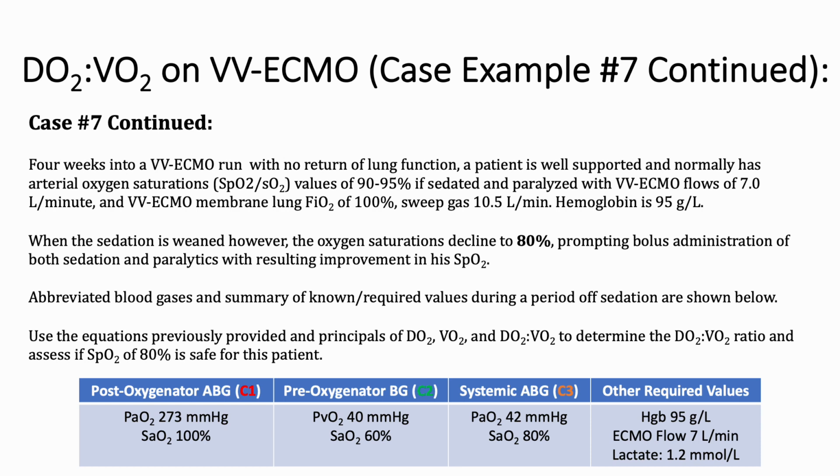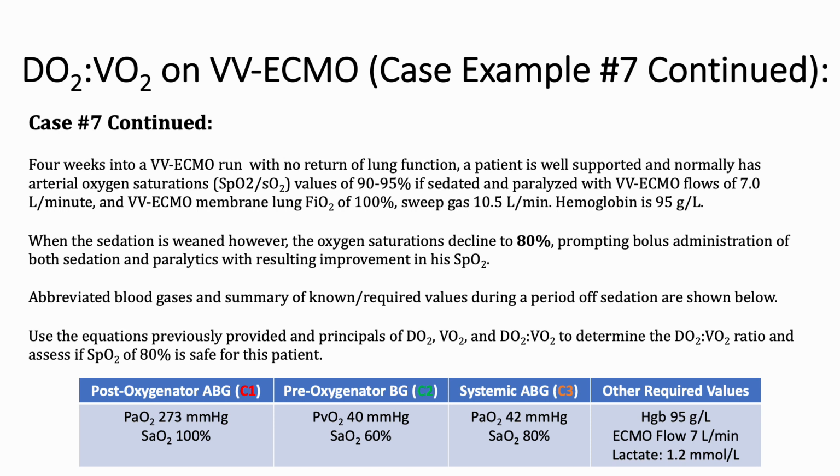So for case number 7 continued, 4 weeks into a VV-ECMO run with no return of lung function, a patient is well supported and normally has arterial oxygen saturations between 90 and 95% if sedated and paralyzed, with VV-ECMO flows of 7 liters a minute and hemoglobin concentration of 95 grams per liter.